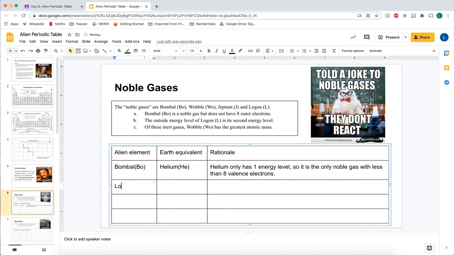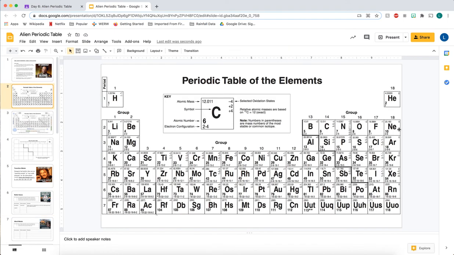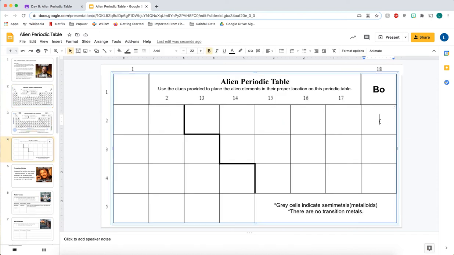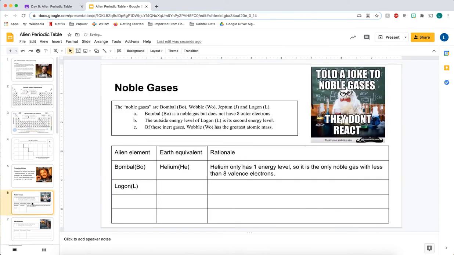Second clue is about Logan. The outside energy level of Logan is the second energy level. Okay, so if my valence electrons, the outer energy level, is the second level, that means I have 2 energy levels. Go back to my reference table. Neon is my noble gas that has 2 energy levels, 2-8. 2 electrons in the first energy level, 8 in the second. So I can go back to my table. I can place Logan where neon is.